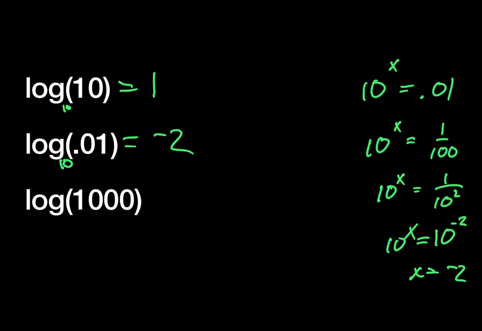All right. And then the third one, 10 to what power is 1,000? Well, it's 3 zeros. So that'd be 10 to the, it's not 10 though. It's just the number 3.